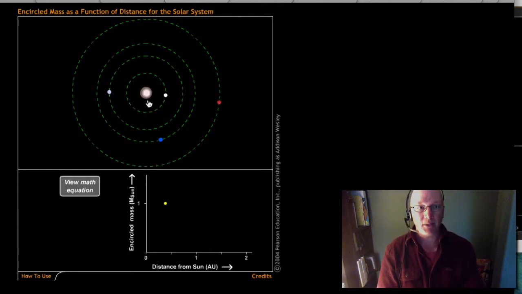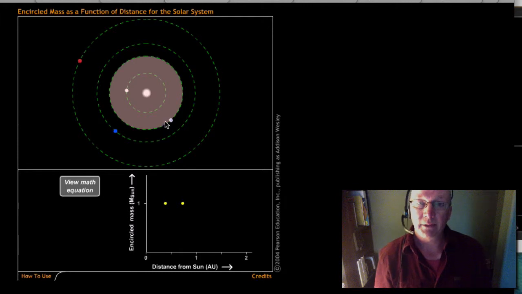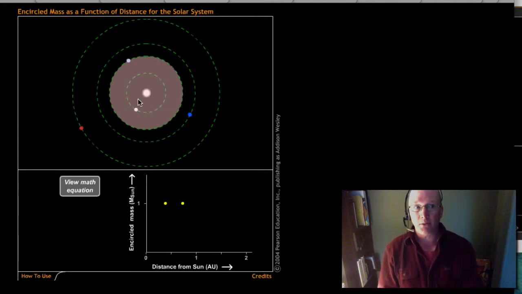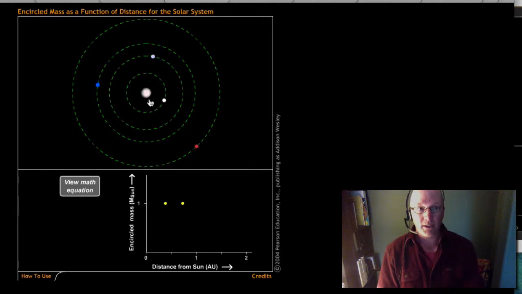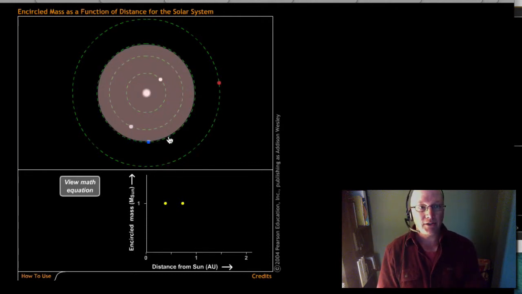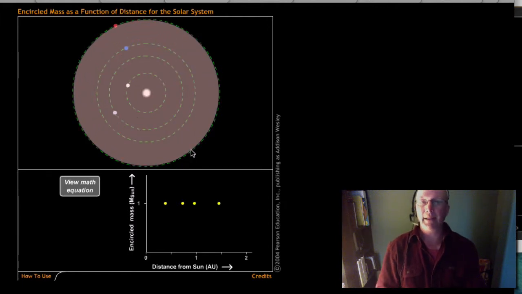Now I can do the same experiment and go out to Venus's orbit. If I do that again, I get one solar mass of material, because Mercury is not that large. Even though Mercury is interior to Venus's orbit, compared to the Sun, it's minuscule. I can go out to Earth's orbit and I should still get a mass of 1. I go out to Mars's orbit, I get a mass of 1.